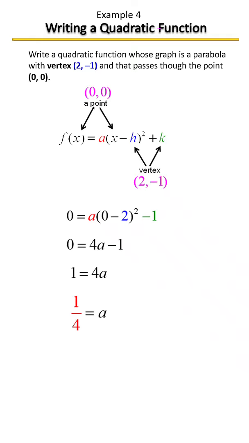And now that we know the coefficient, we can plug everything in to get our quadratic function. So you will plug in 1/4 for A. You're going to plug in your vertex points in their place. Remove H, replace it with a 2. Remove K, replace with a -1. And there you have your quadratic function.